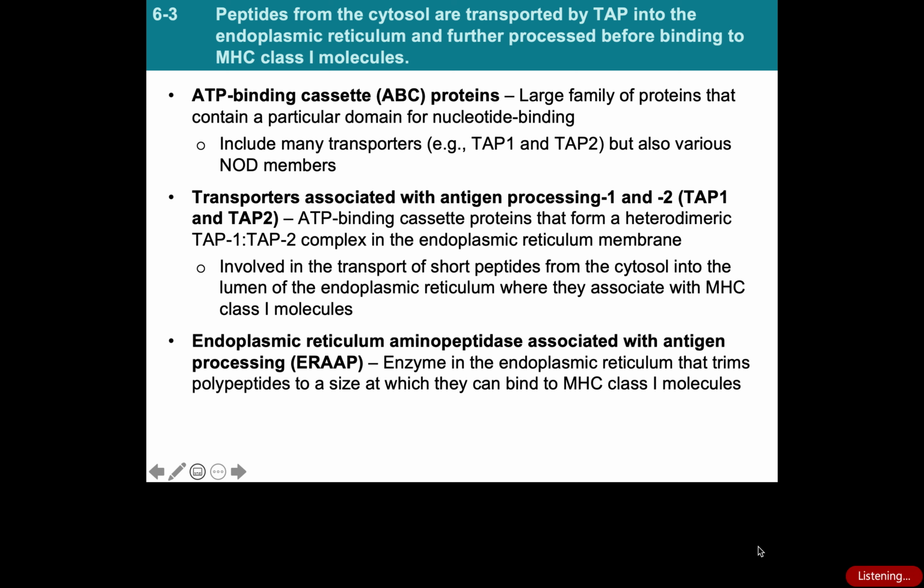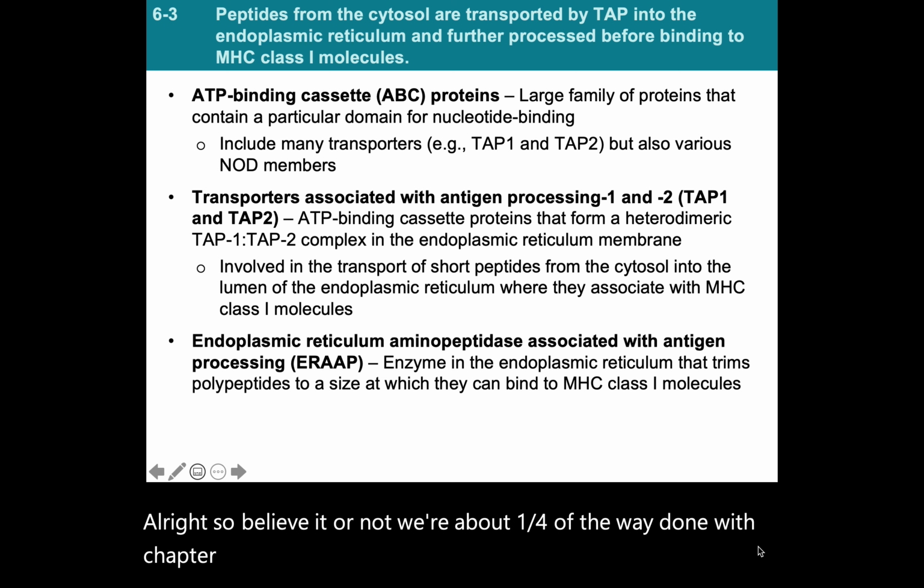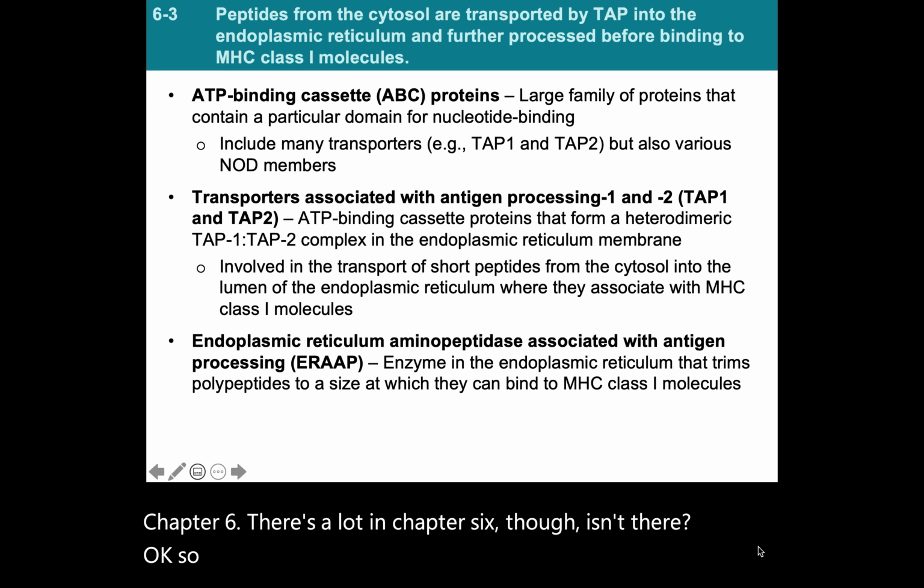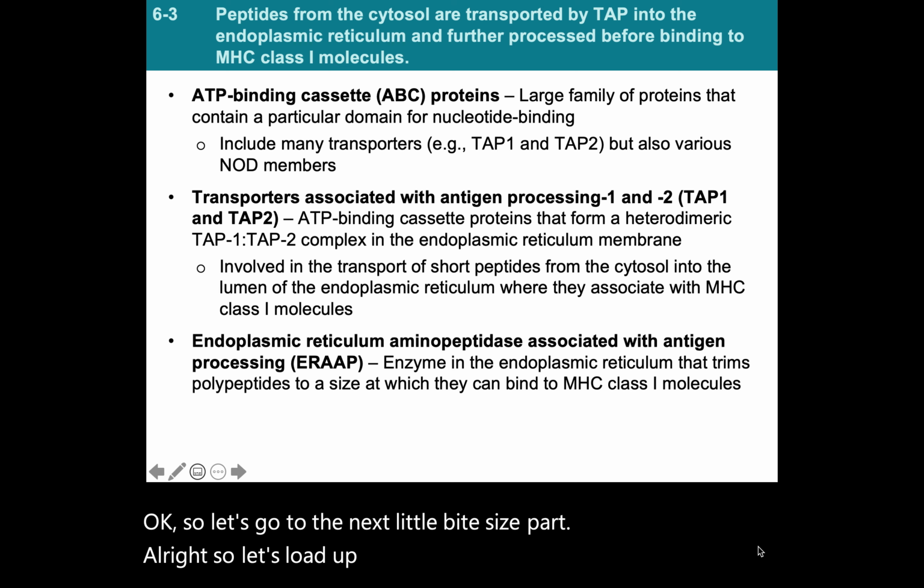Right, so believe it or not, we're about a quarter of the way done with Chapter 6. There's a lot in Chapter 6, though, isn't there? Okay, so let's go to the next little bite-sized part. All right, so let's load up some Class 1 molecules. That's what we are going to do.